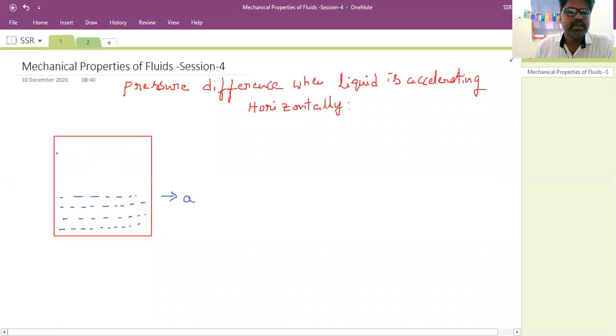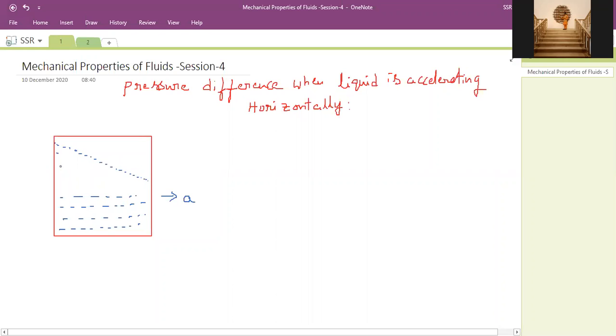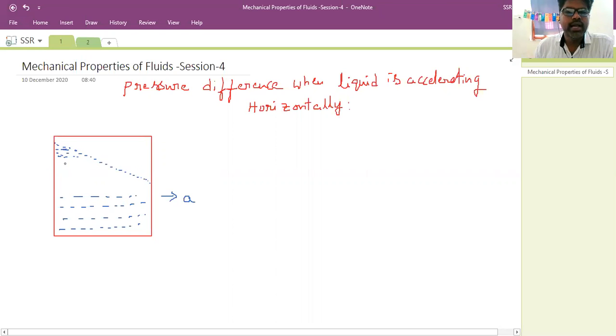Suppose it is filled partially, up to here. If the liquid level is like this, no. If it is accelerating, the liquid level will change like this. Are you able to observe this point? Some liquid will go back because of the pseudo force acting. So it forms an inclined surface of the liquid. This is the interesting point you have to understand.